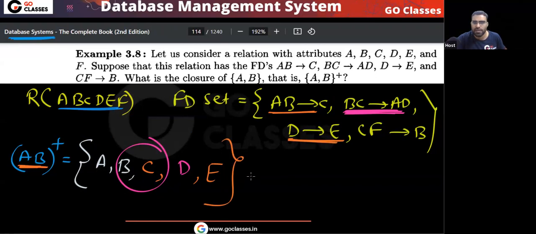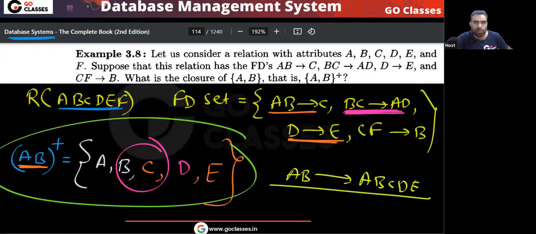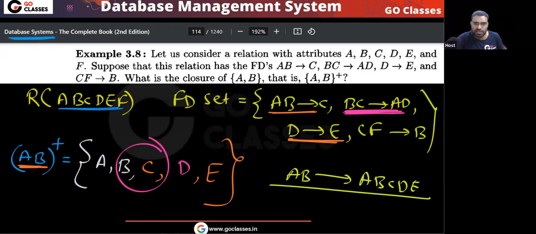So that's it. Is this clear? So this is your AB closure. Did you understand? Please tell me. So AB closure, I can say AB can determine A, B, C, D, E. Okay, is this understood? Tell me one thing, a simple question I'm asking. This is your AB closure, that is A, B, C, D, E.